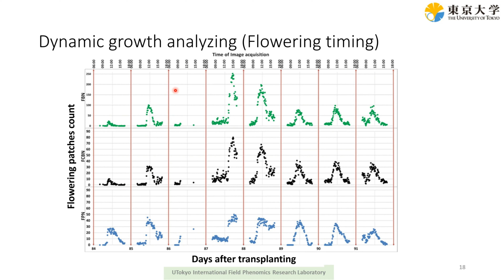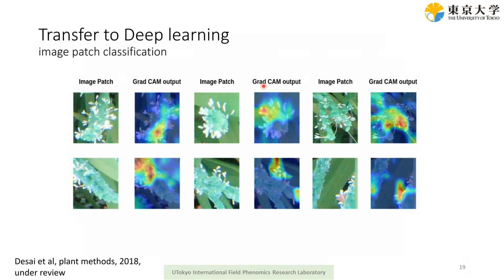As you can see from these pictures, the x-axis is actually the time for each day. So you can see the flowering pattern very well, and from this graph, the breeders can actually grab the flowering time very precisely, which is a good solution for them. However, it requires a lot of image processing work, so we thought we had to transfer this to deep learning again.